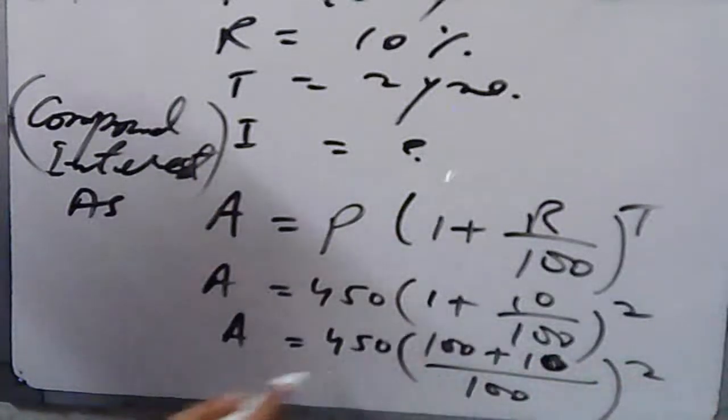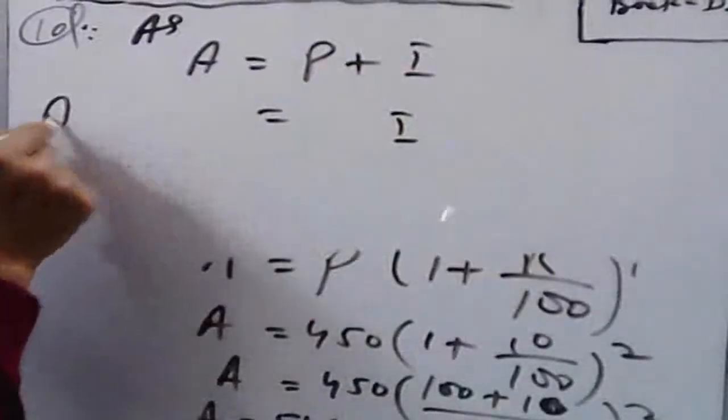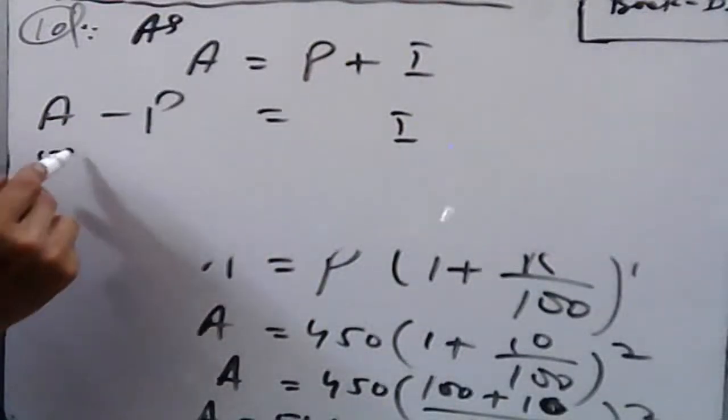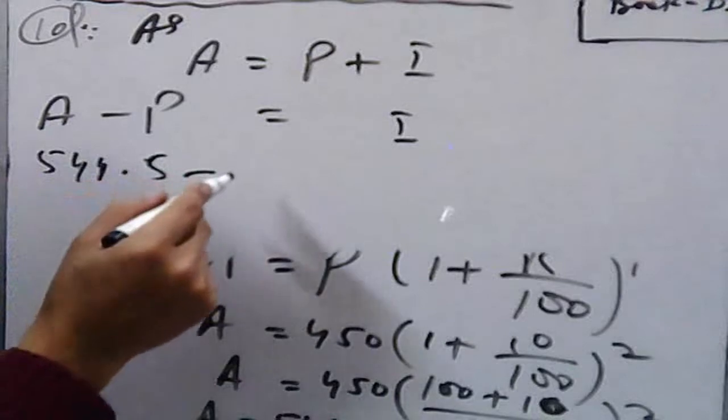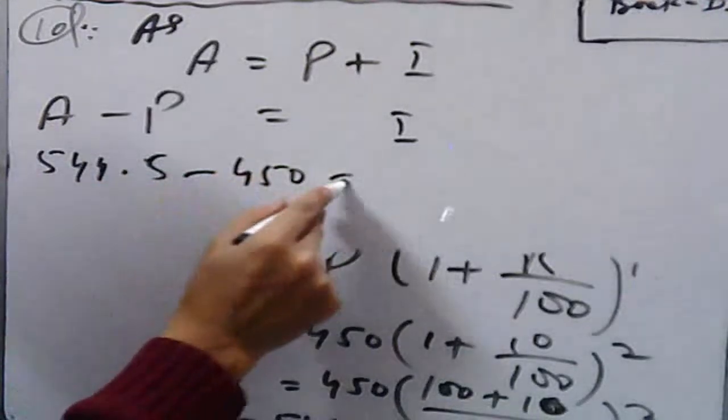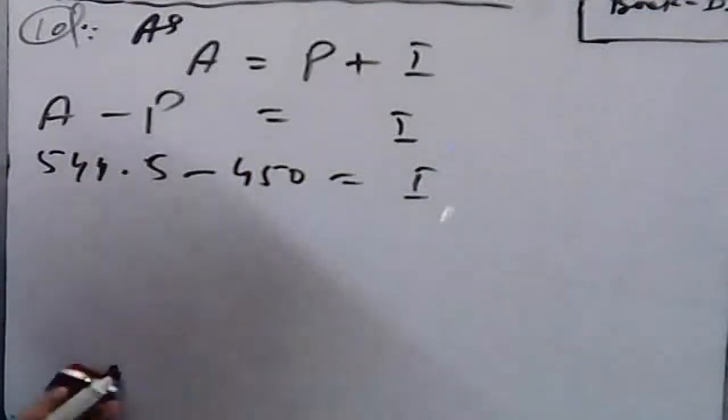Now once again we have to find the simple interest, so using the same formula of the previous question, as you can see here we have a formula, that is amount is equal to principal amount plus interest. We need interest, so A minus P. Putting the values, you have calculated the value of A is 544.5 minus principal amount given to you 450 is equal to, simplify it by using calculator. The interest is $94.50, so that is your required result.